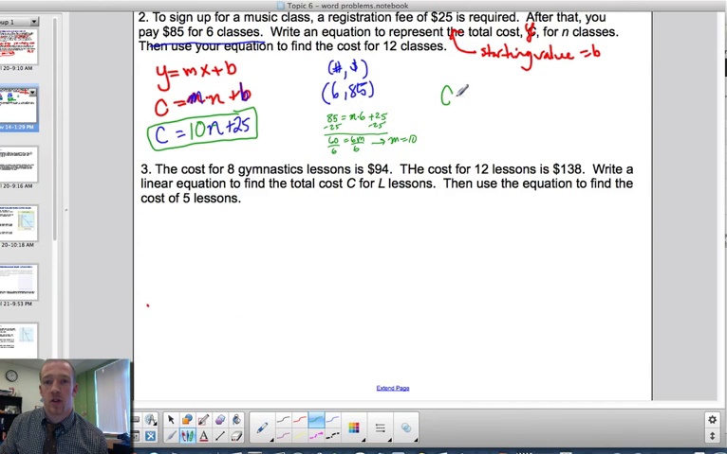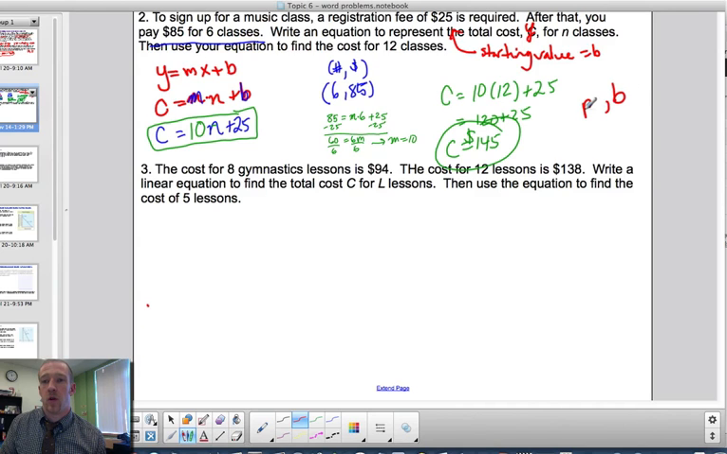So it would be the cost equals $10 per class times 12 classes plus 25, which gives us 120, so $145. There we go. So that was the y-intercept, and one point is what they gave us.